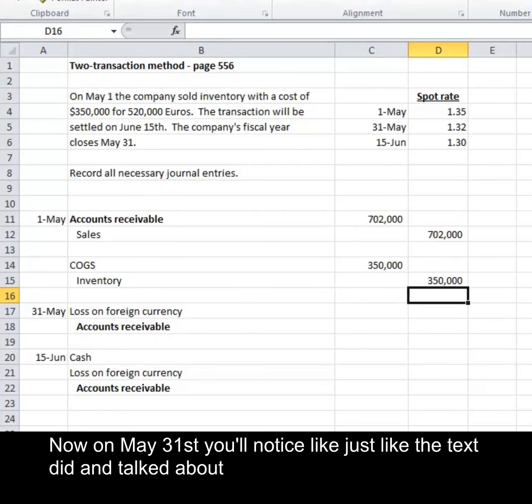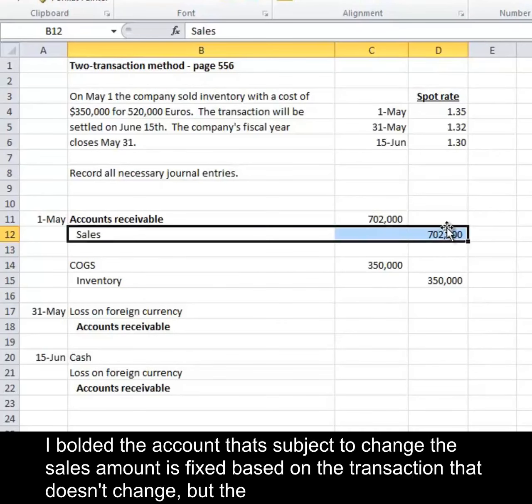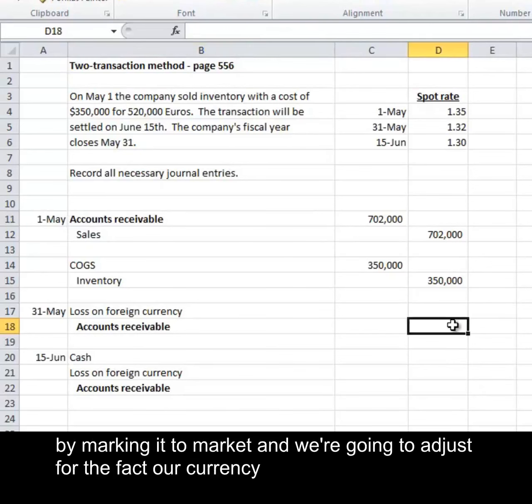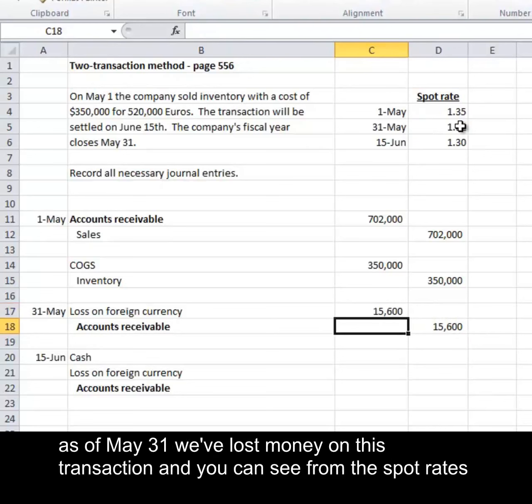Now on May 31st, you'll notice, just like the text did, I bolded the account that's subject to change. The sales amount is fixed based on the transaction. That doesn't change. But the receivable has not yet been collected, and that value is subject to change. So we're going to change it by marking it to market, and we're going to adjust for the fact our currency changed value from May 1st to May 31st, times the 520,000 euros that are part of this transaction. As of May 31st, we've lost money on this transaction.